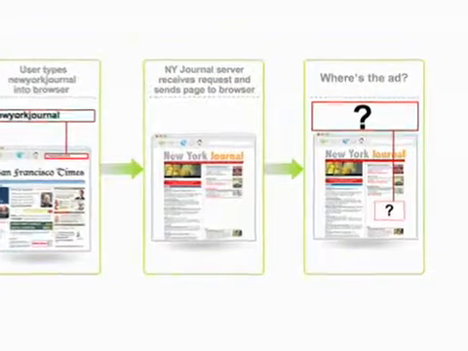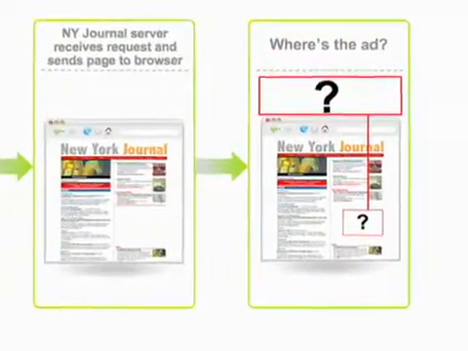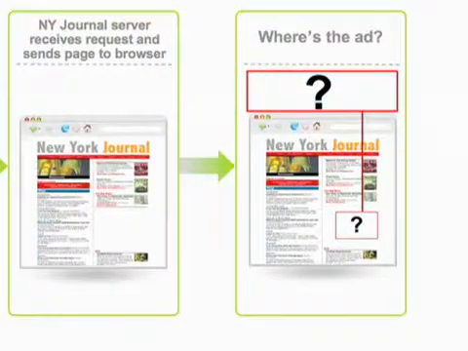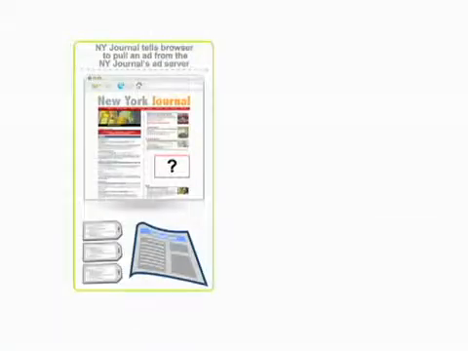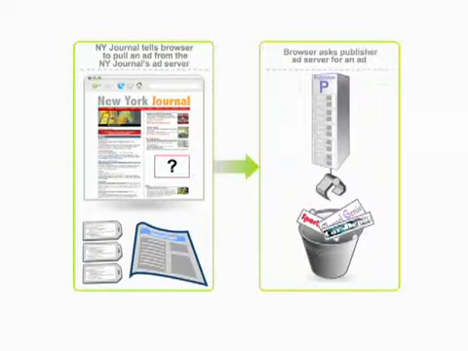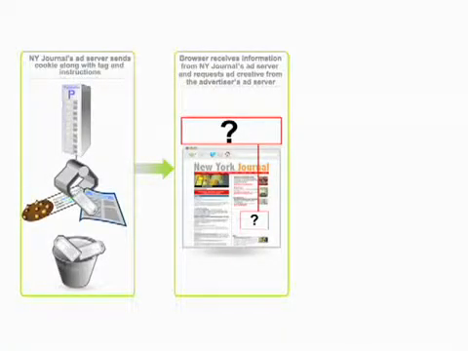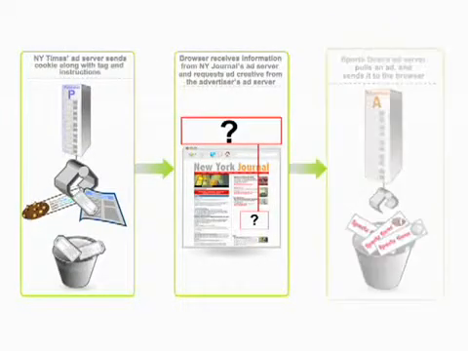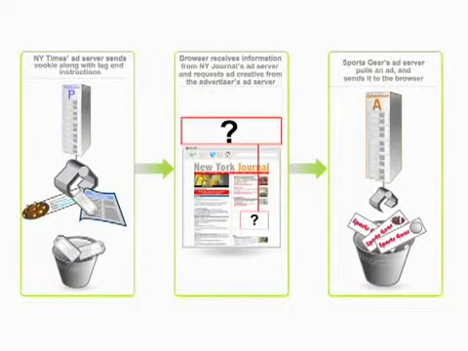As my browser loads the page, it understands that the page contains content, but no ad. So how does my browser get the ad? My browser follows the instructions provided by the New York Journal, which tells it to ask for an ad from the New York Journal's ad server. In this case, the New York Journal's ad server decides to show a SportsGear ad. Since the New York Journal's ad server doesn't have any actual ads, it instructs my browser, through the information in a tag, to get an ad from SportsGear's ad server, which is housing all of SportsGear's ad inventory.